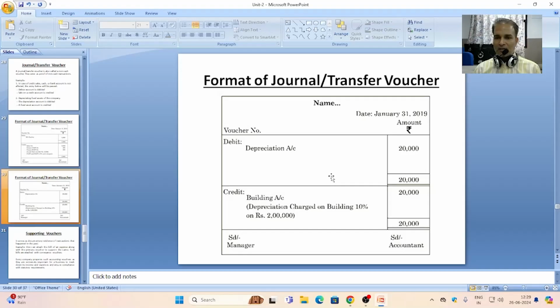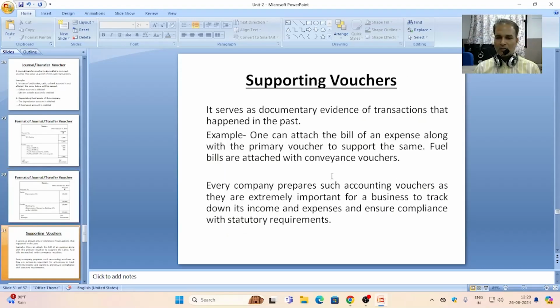The next one is supporting voucher. Supporting voucher serves as documentary evidence of transaction that happened in the past. For example, one can attach the bill of an expense along with the primary voucher to support it. Fuel bills are attached with conveyance vouchers. Every company prepares such accounting vouchers as they are extremely important for a business to track its income and expenses and ensure compliance with statutory requirements.